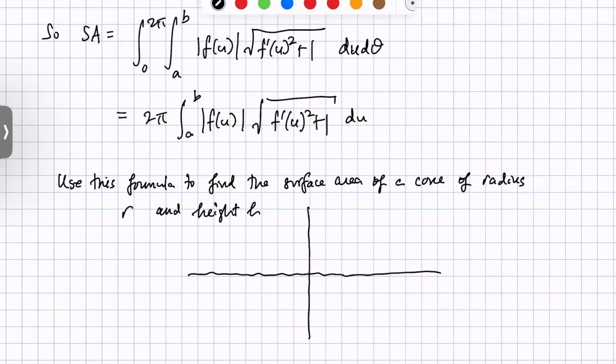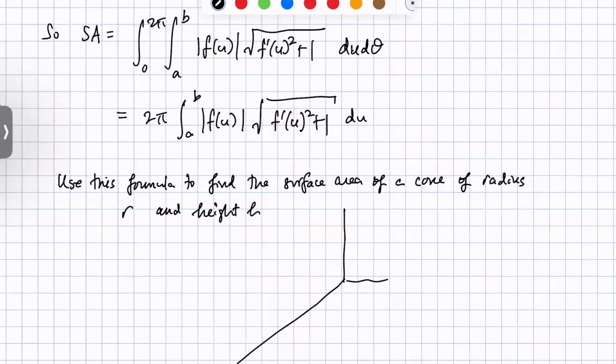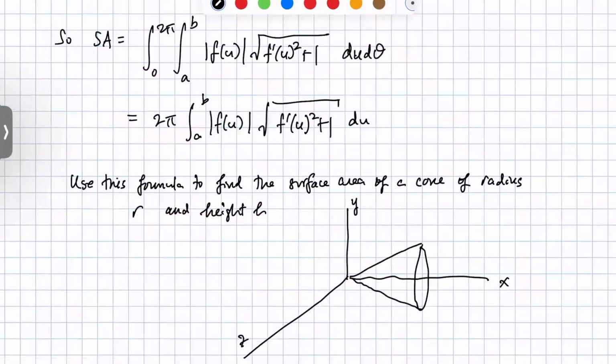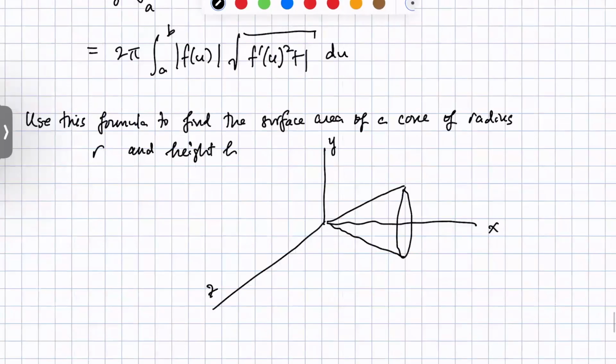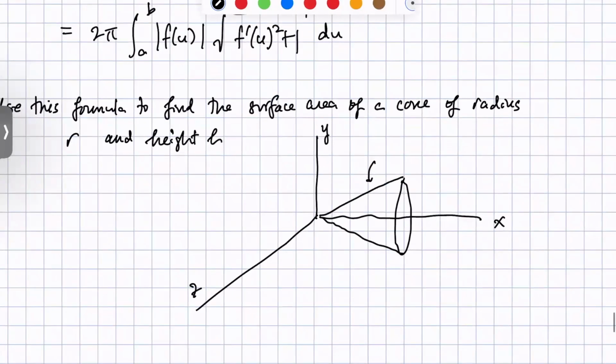Let's say here's X, here's Y, here's Z. I'm going to consider a line, and I'm going to revolve this line around the x-axis, and so I build a cone like that. Now, the question is, what is the equation of that line? Well, the height here is the radius, and then here is h. So the slope here is r over h. So this is y equals r over h times x.